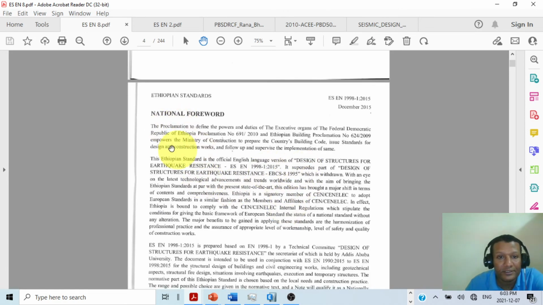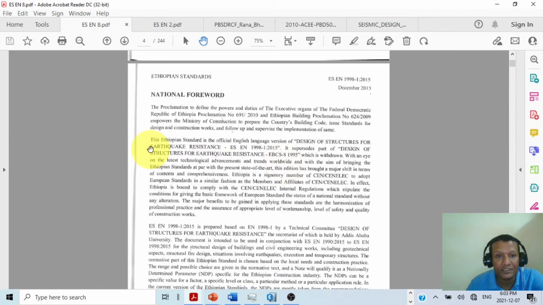And just to read what it says, the national foreword: the proclamation to define the power and the duty of the executive organs of the Federal Democratic Republic of Ethiopia, proclamation number 691/2010, and Ethiopian building proclamation number 624/2009, empowers the Ministry of Construction to prepare the country's building code, issue standards for the design and construction works, and follow up and supervise the implementation of the same.